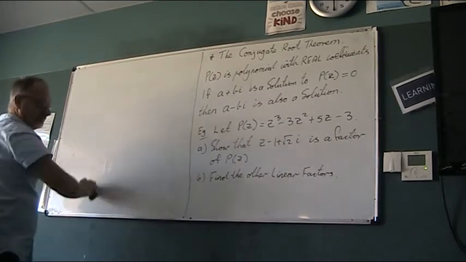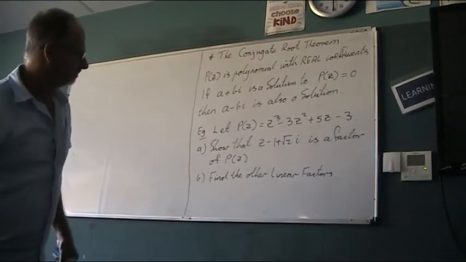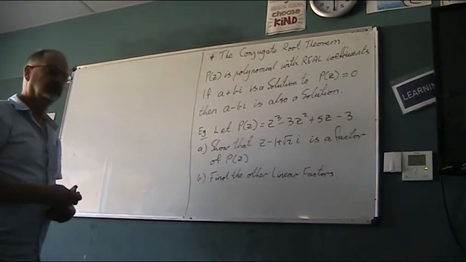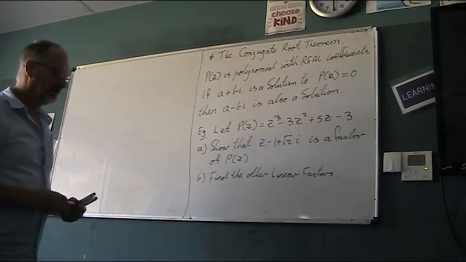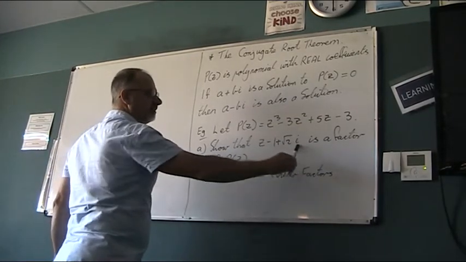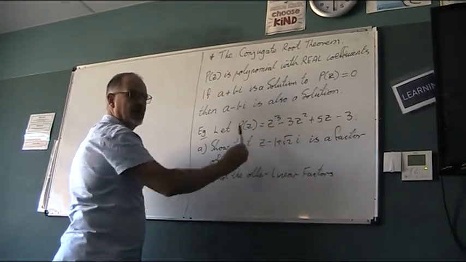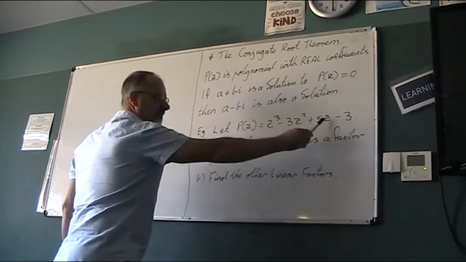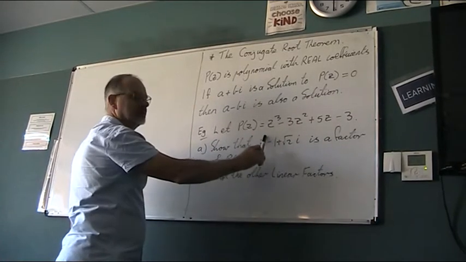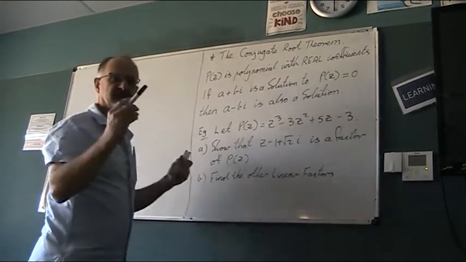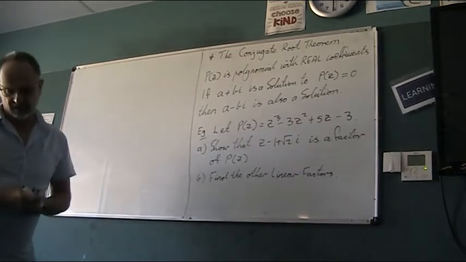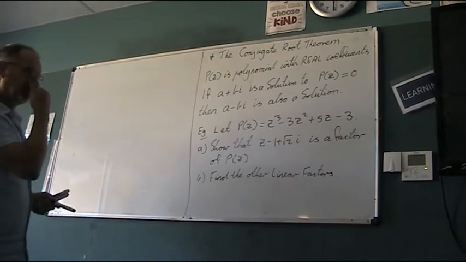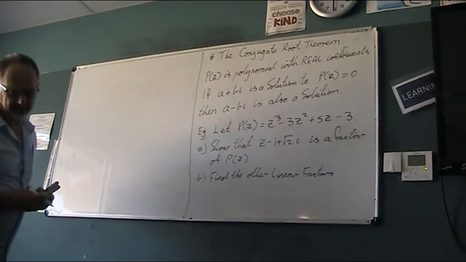When it says linear factors, does that mean real factors as well? Not necessarily real, just other factors. So here this is a linear factor because it's to the power of 1. So linear just means that your variable, in this case z, is to the power of 1, not z squared or whatever. All right, so the first one says show that that is a factor.